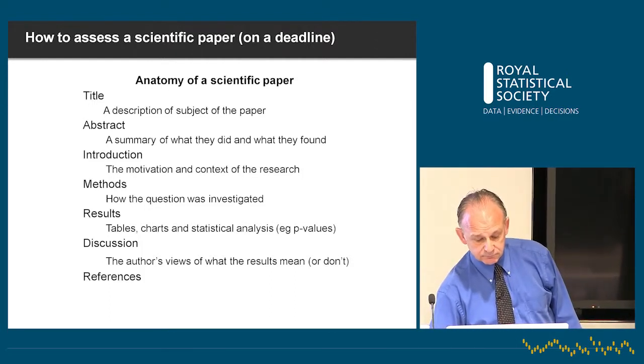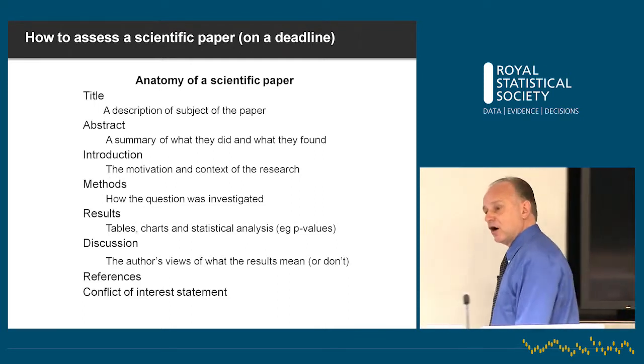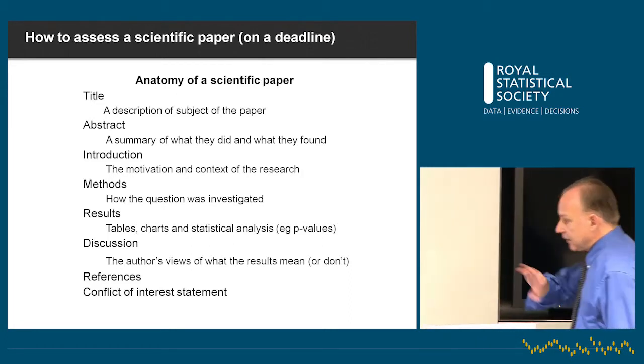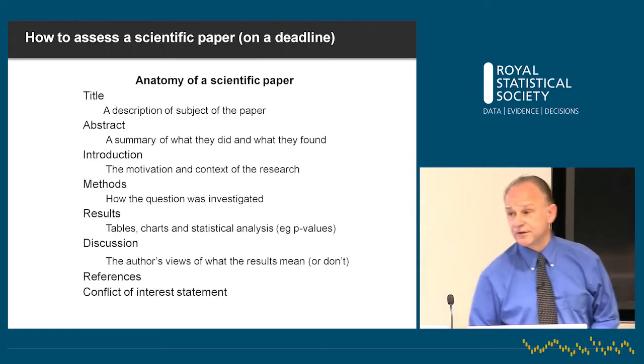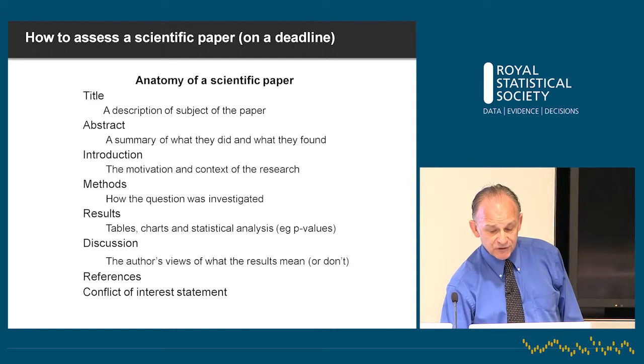So, references at the end, always useful. And that final line, often squeezed between the names of the authors at the end of the paper and the references, but very important, conflict of interest statement. Have a read of that after you've read the title. Might save you a lot of time.